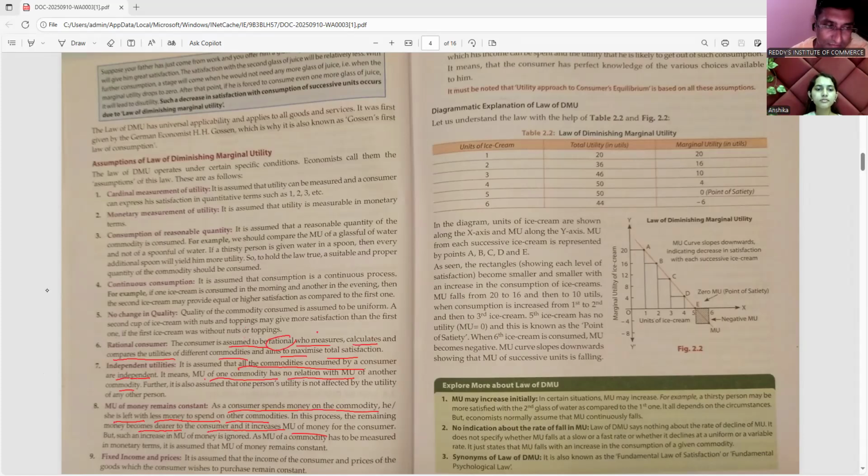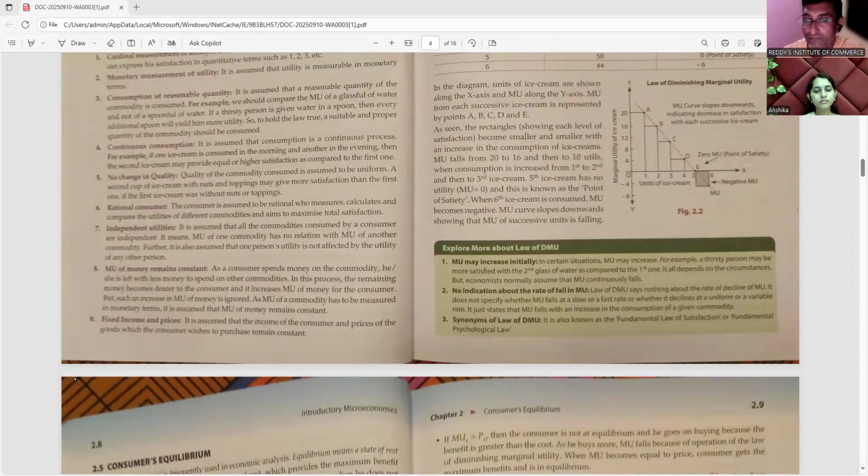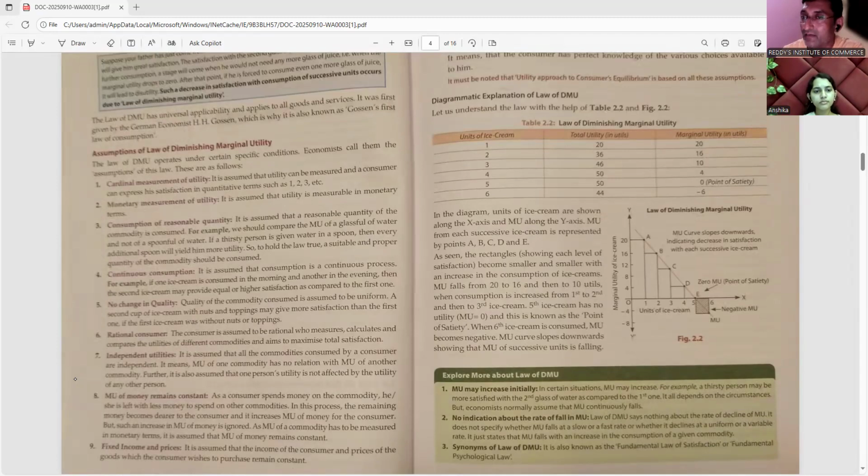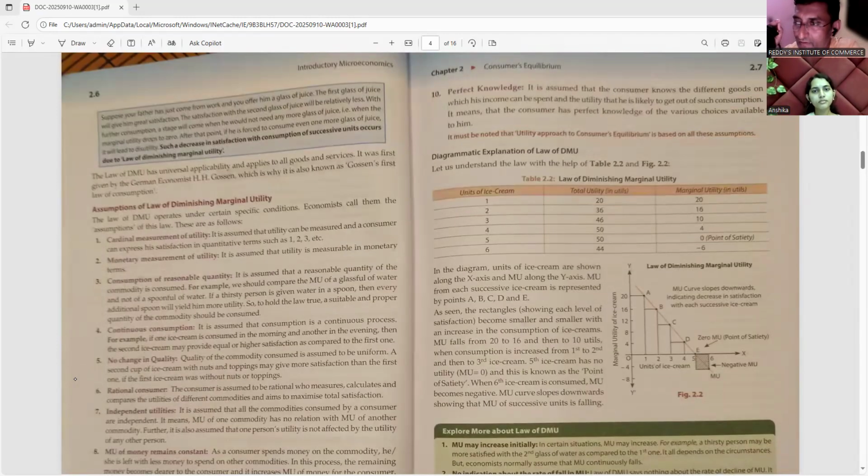Now, fixed income and prices. It is assumed that the income of the consumer and the prices of the goods which the consumer wishes to purchase remain constant. If I like it, I'll buy it, but there are some limitations of income level. So according to my income level, I'll consume a fixed quantity. That quantity is not becoming a disutility because I am consuming only limited goods. When you are consuming limited goods, your utility will remain the same. It will not be changed forever.